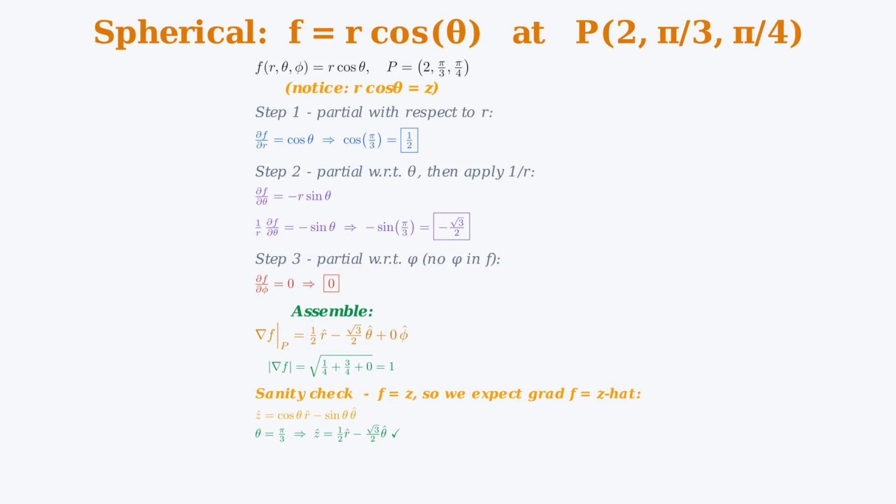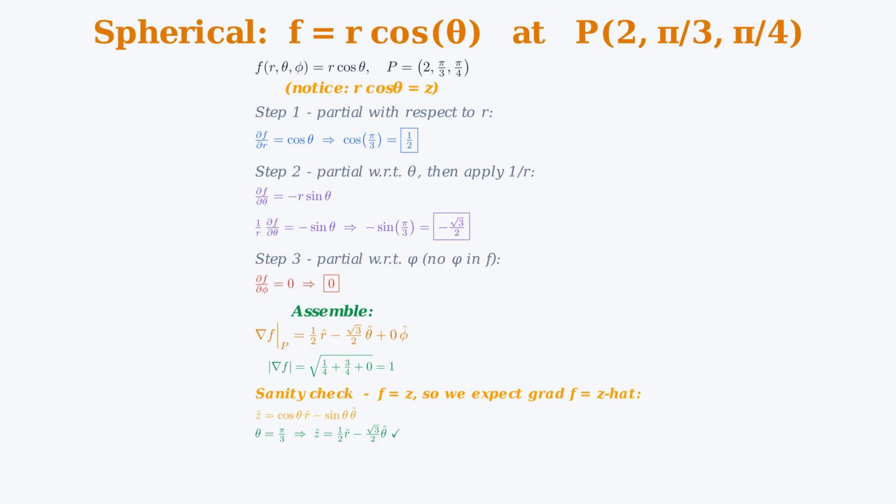Step 1. Partial with respect to r. Treat theta and phi as constants. The derivative of r cosine theta with respect to r is cosine theta. At theta equals pi over 3, cosine of pi over 3 equals 1/2. The r component is 1/2.